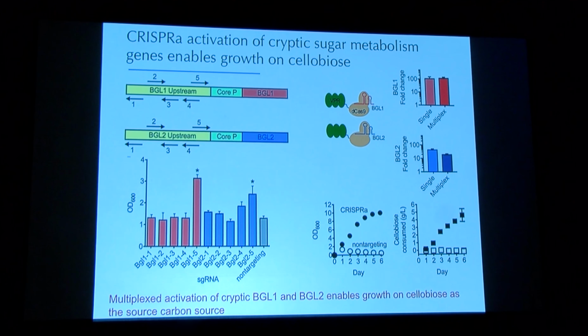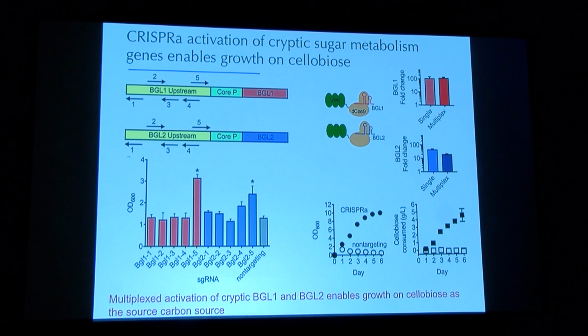We wanted to see if we could then push growth on cellobiose. There are two beta-glucosidase genes within the Yarrowia lipolytica genome that will allow you to grow on cellobiose, but they're not typically activated. You can culture the cells on cellobiose repeatedly and they won't grow, and you can't get them to activate. So what we wanted to do was target the promoter regions of those genes to see if we could naturally activate them and then provide some growth on cellobiose.